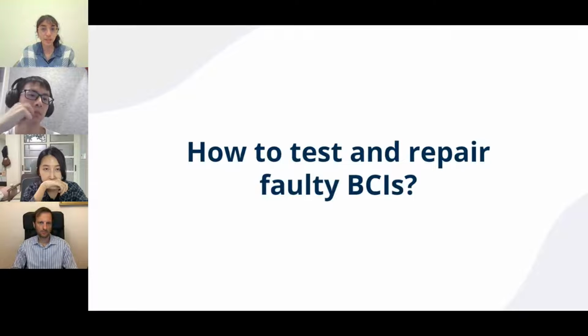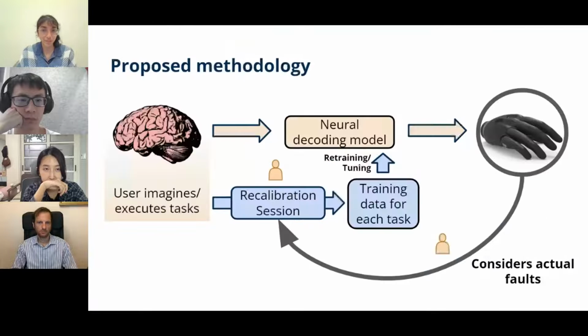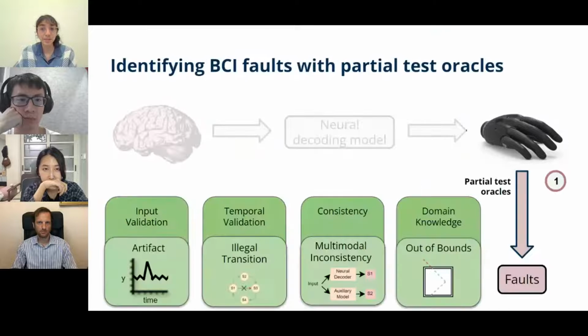We propose a human-in-the-loop methodology for testing faulty BCIs and repairing them by accounting for actual detected faults. First, BCI faults are automatically identified via expert-defined partial test oracles. These oracles can detect noise artifacts in the recorded brain signal inputs, temporal validation faults, such as invalid transitions between different output states, faults in which a model output is inconsistent with the output error-related model that accepts auxiliary data, and faults based on domain knowledge.